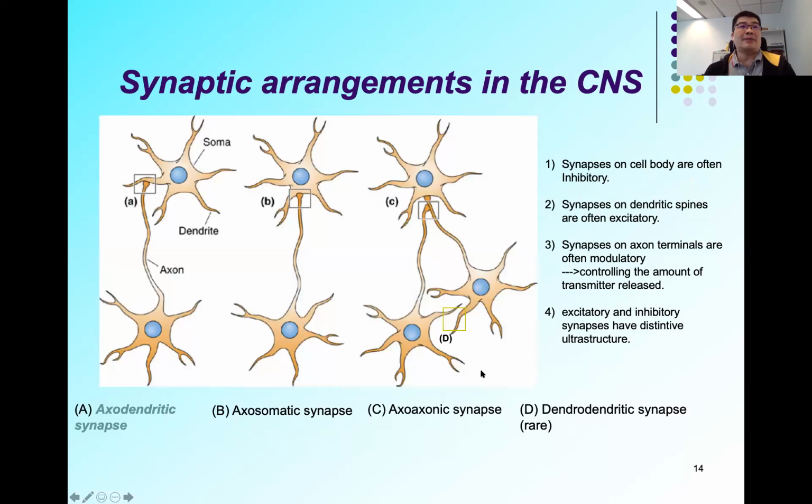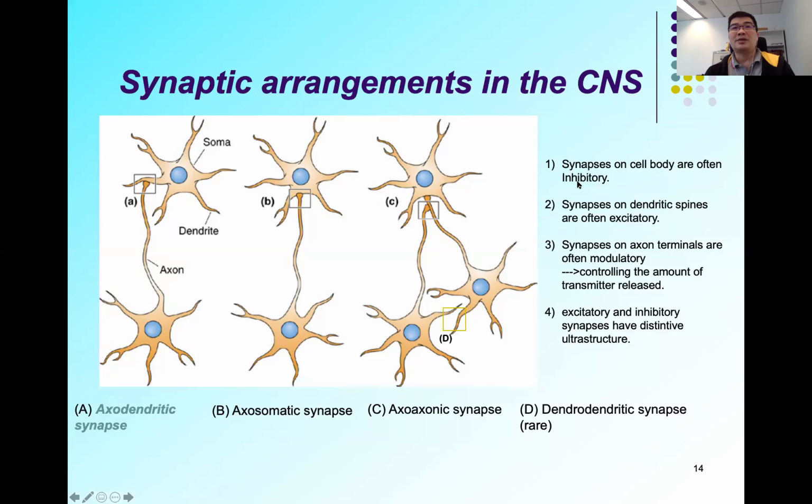So here is the example. This one is axodendritic, so axon on the dendrites. This one is axosomatic, on the cell body. This one is axoaxonic, so axon to the axon. This one is dendrodendritic, which is quite rare.